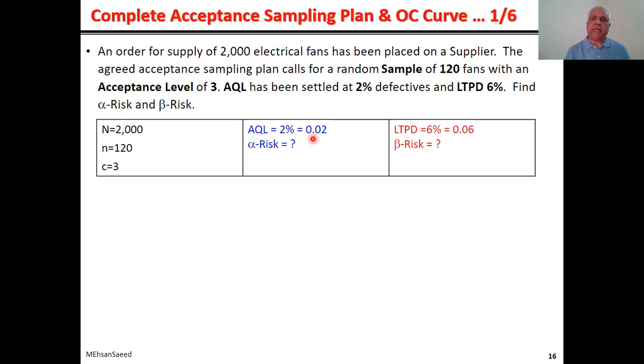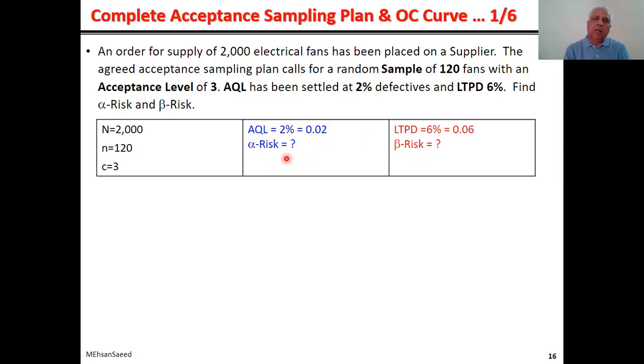By the way, AQL and LTPD could be in the form of a percentage. It could be in the form of a decimal fraction. It could be descriptive, like 10 out of 1,000. In that case, you will have to translate this sentence into a figure. 10 out of 1,000 would mean 1 out of 100, or 1%, or 0.01. And LTPD is 6%, and we have been asked to find alpha risk and beta risk.